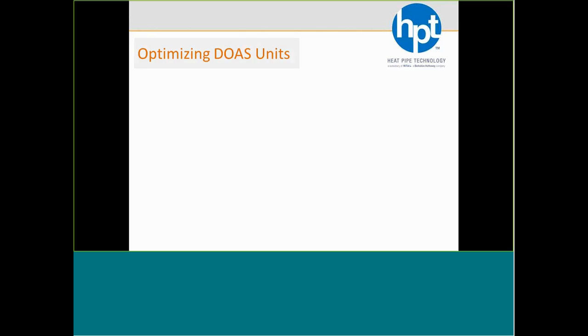So let's talk about DOAS units. Typically, a DOAS unit is a DX unit handling all ventilation air. And a common way to get some free energy with a DOAS unit is to use hot gas reheat. Now, some DOAS units aren't DX, some are chilled water, and of course, if you are using chilled water, then you don't have the benefit of hot gas reheat. So the wraparound heat pipe will give you that free reheat on that dedicated outside air unit where the hot gas reheat is no longer available.